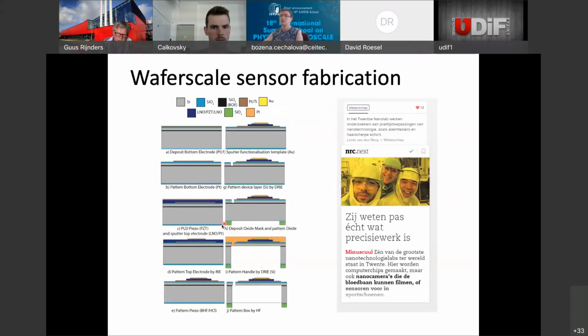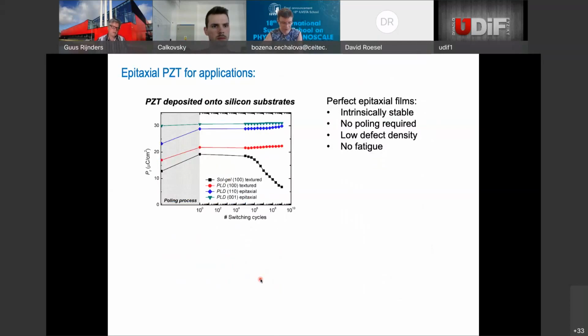Actually, I did not show any data there. We are still working on that. But we have seen already that such devices can have the right sensitivity. So now we have to make the next step. I started off with epitaxy.